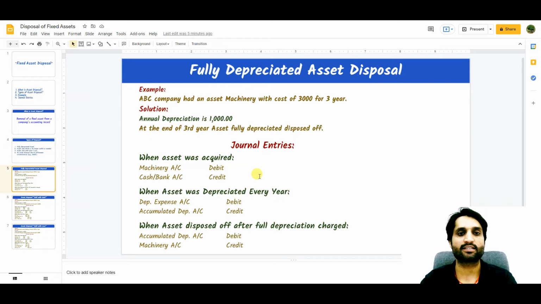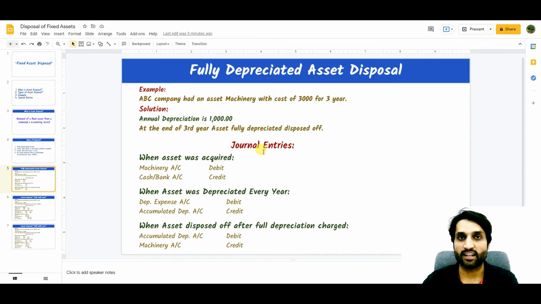First, when the asset is fully depreciated, how can we dispose of it? Example: ABC company had a machinery asset with a cost of 3,000 and a useful life of 3 years. The solution: annual depreciation will be 3,000 divided by 3, which means 1,000. At the end of the third year, the asset is fully depreciated and disposed of. We need to clear this asset from our accounting records because we have made full depreciation on it.